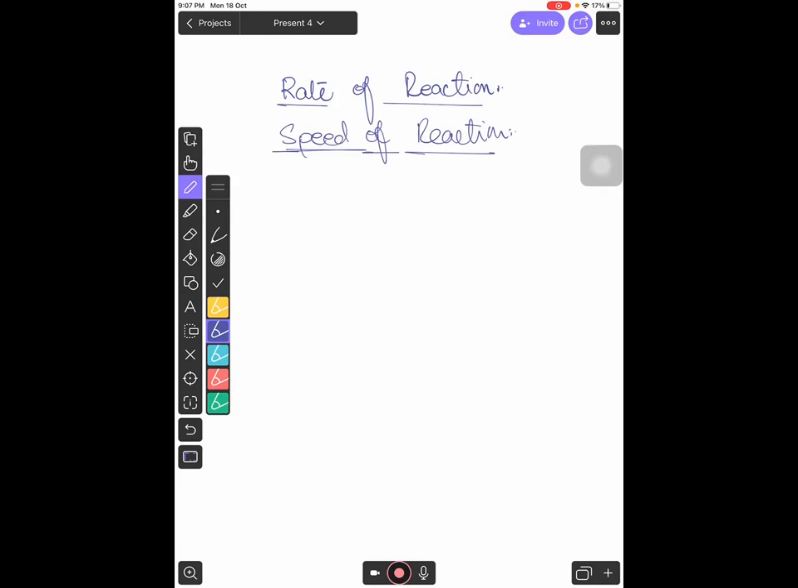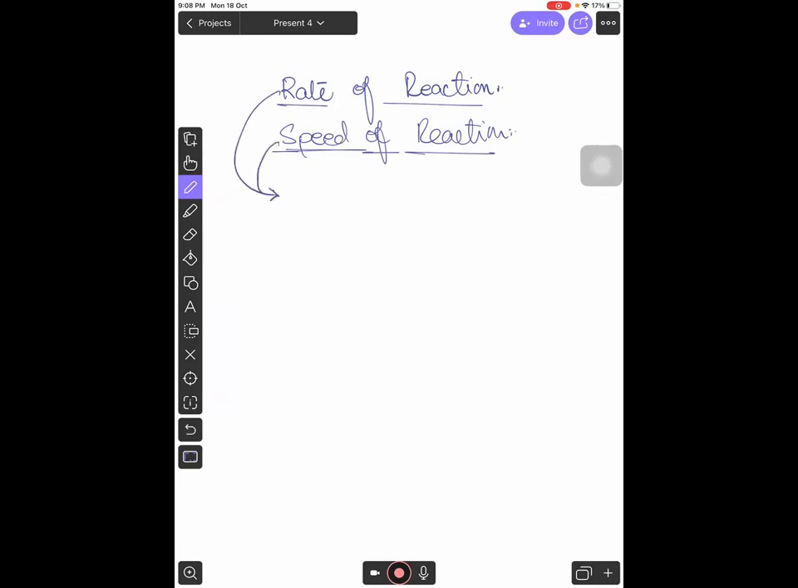So you need to keep in mind all the things that I'm going to tell you, and they will help you solve any question related to this chapter. Then we are moving towards a few apparatuses first, then we'll talk about these things later on. Actually, what is rate and what is speed?